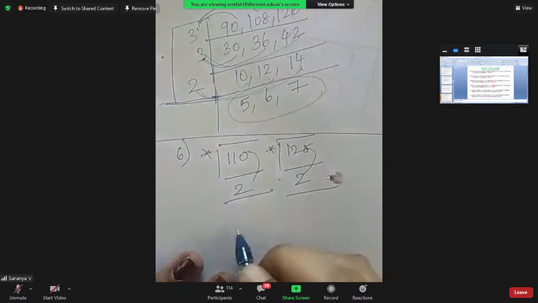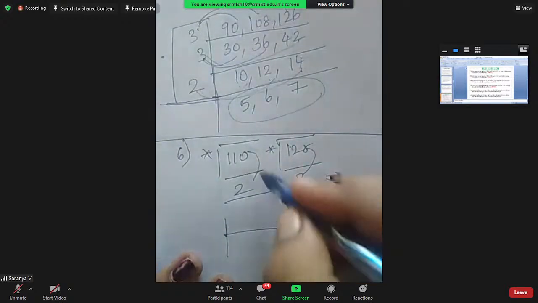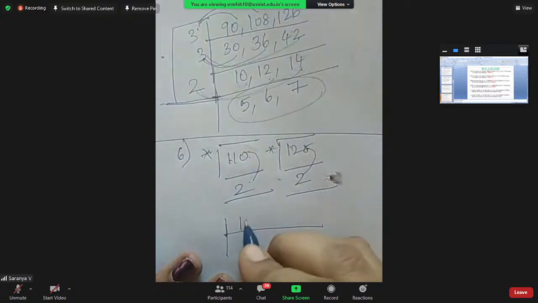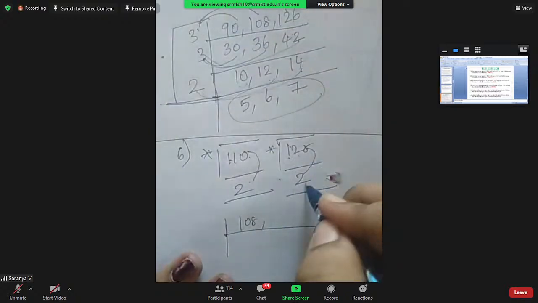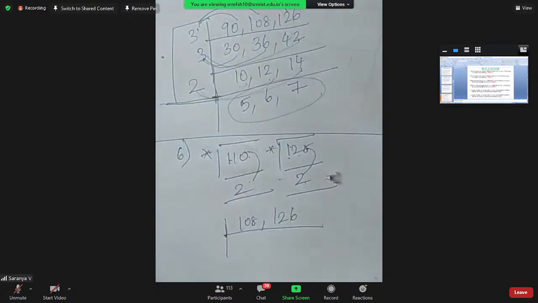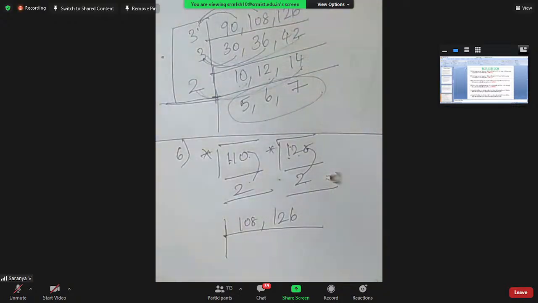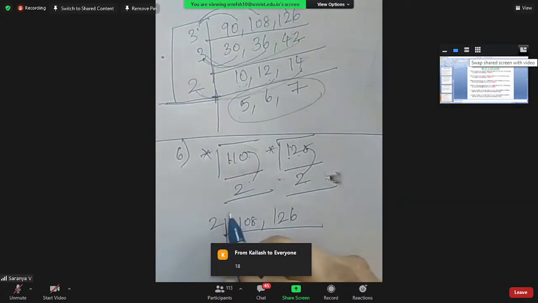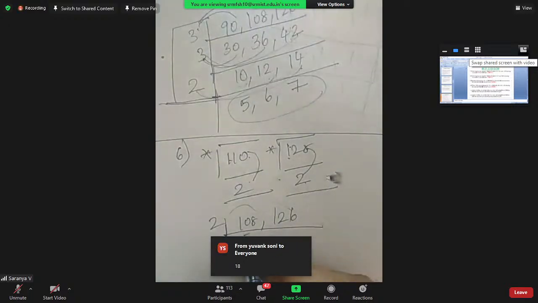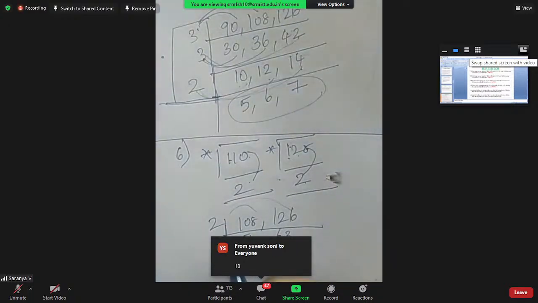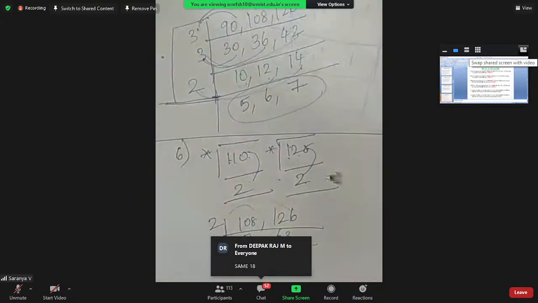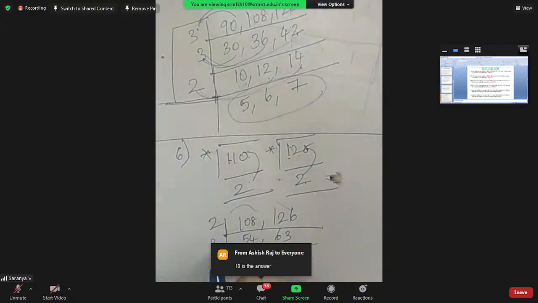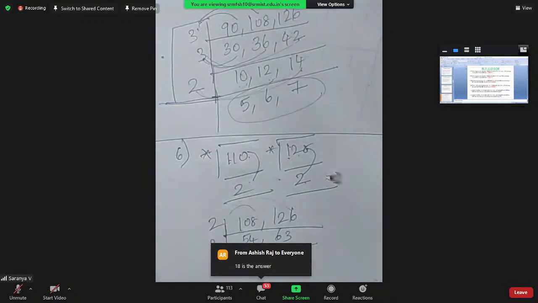Okay. So, 110 minus 2 is what? 108. And 128 minus 2, 126. Find the highest common factor for these two numbers. 2 is a common factor for both. When I take 2, 54, 63. Still I have a common factor 3. I should not take 9 here because 9 is a composite number. Always take the prime numbers.